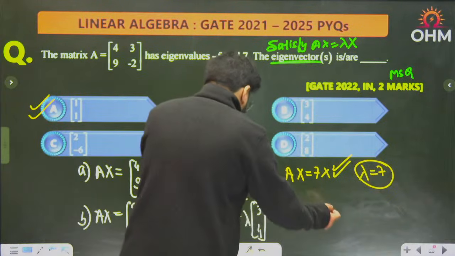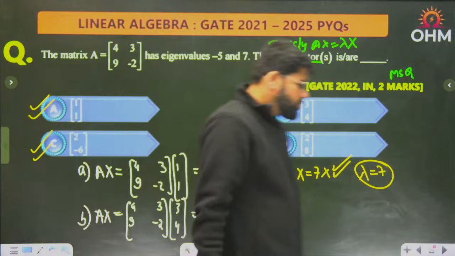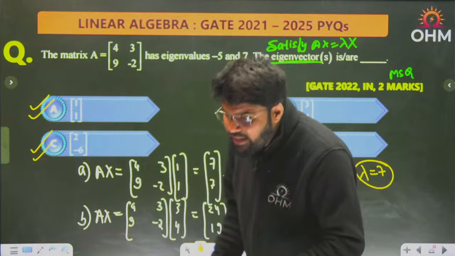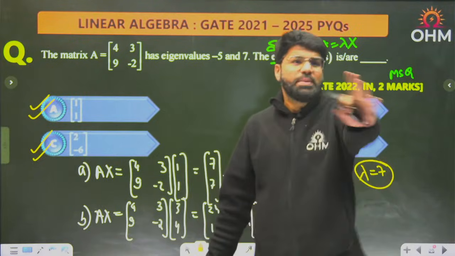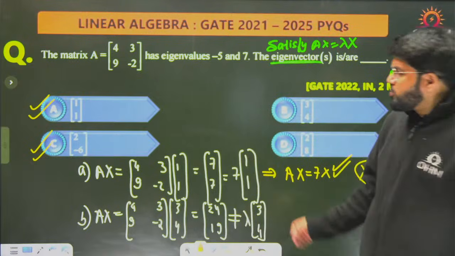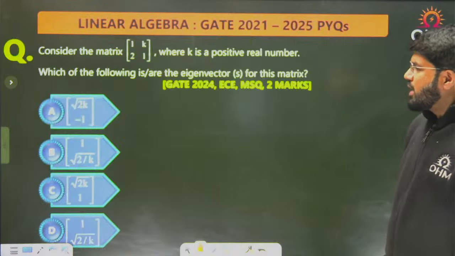Okay, I'll tick mark here as well. The total correct answers are A and C. These are the two correct answers for the MSQ question. And I will tell you, recently many times eigenvector questions are MSQ, because eigenvectors can be multiple. Corresponding to a single eigenvalue also there can be multiple eigenvectors. So that is why it is an MSQ question.